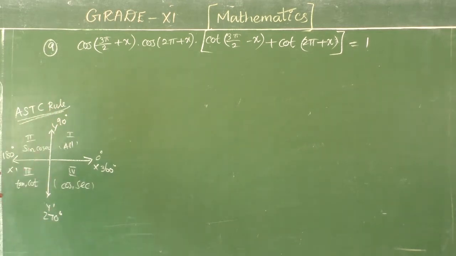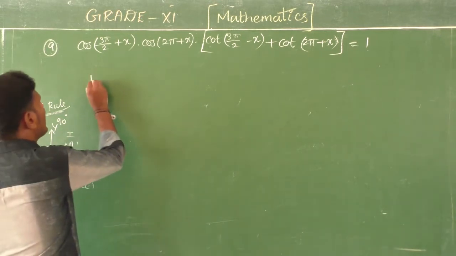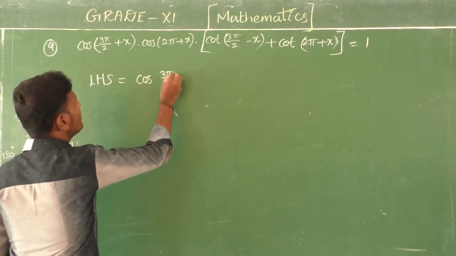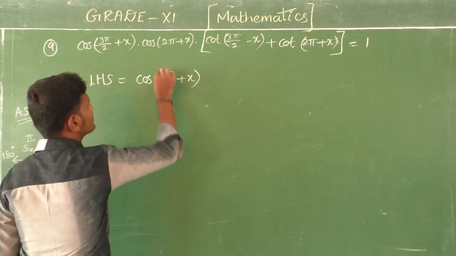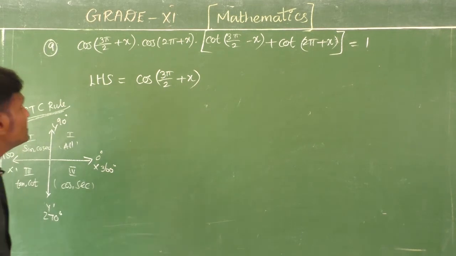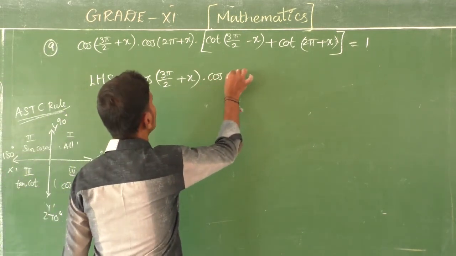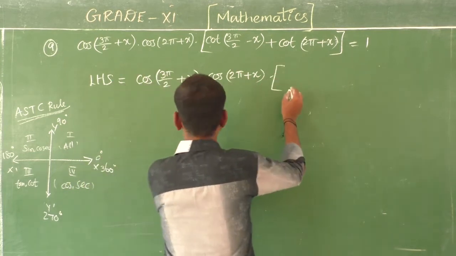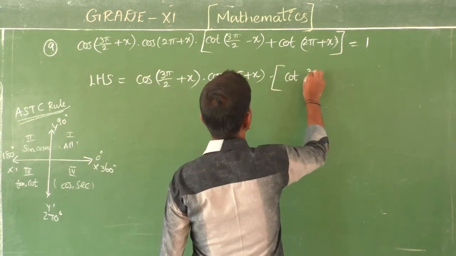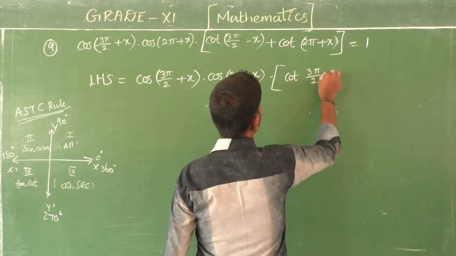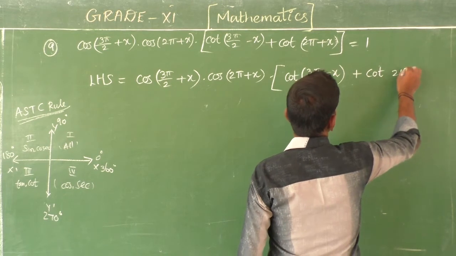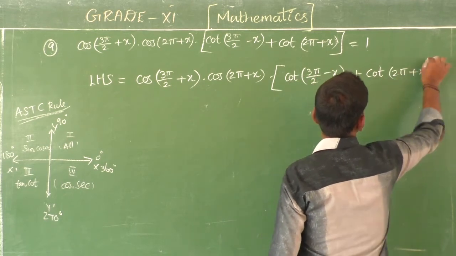So based on this only we are going to do the sum now. Okay, fine. Now I am taking the left side. What is in your left side? Cos(3π/2 + x) into cos(2π + x), into [cot(3π/2 − x) + cot(2π + x)].